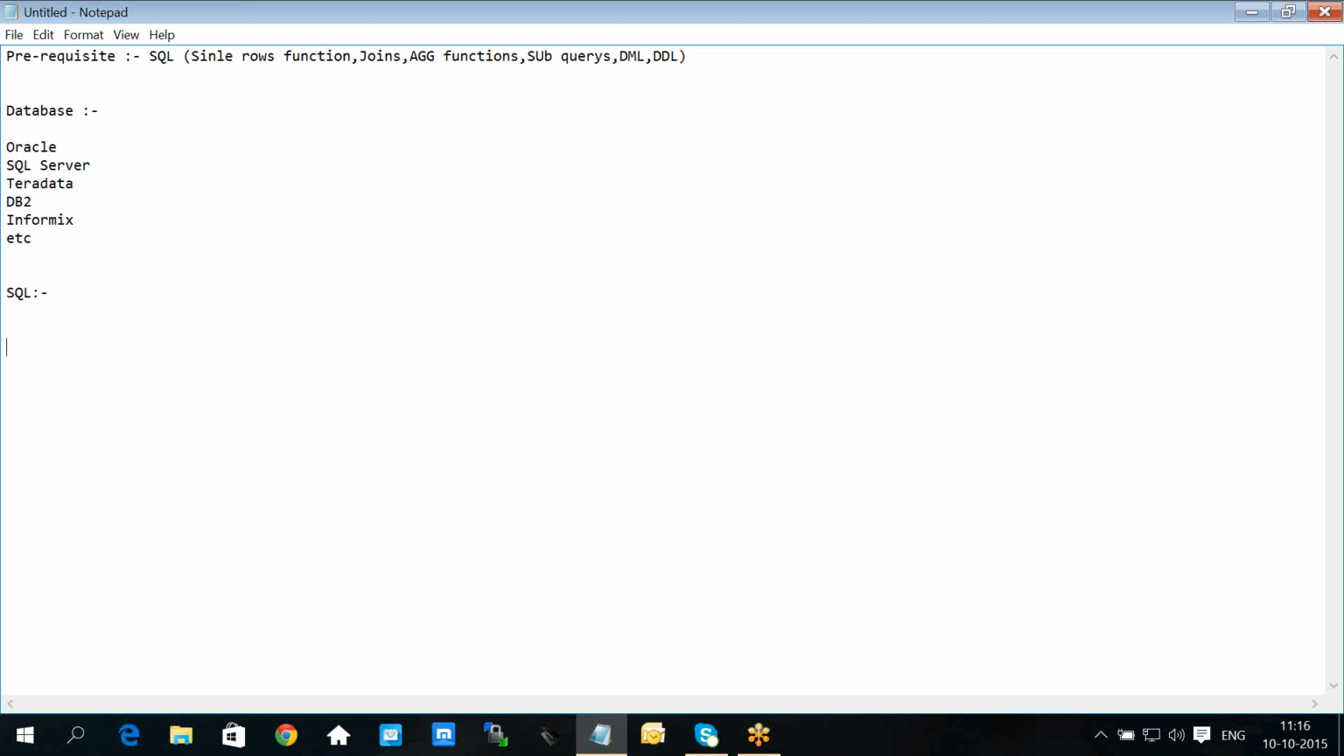Since we have basic learners, let's start with what we mean by a data warehouse. What is the meaning of a data warehouse? What do you mean by warehouse?